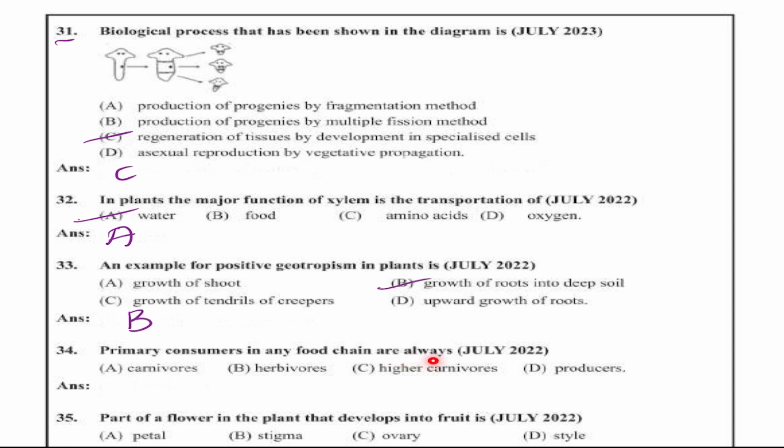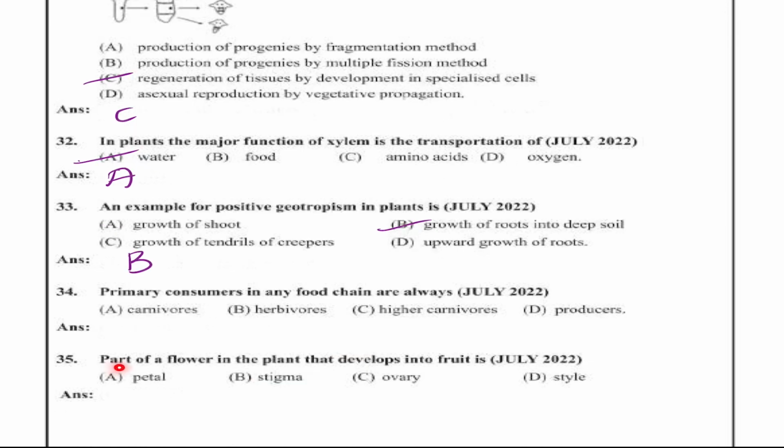Coming to the next question, primary consumers in any food chain are always herbivores. It is herbivores. Coming to the next question, the part of a flower in the plant that develops into a fruit is ovary. Hence it is option C. And primary consumers are herbivores. It is option B.